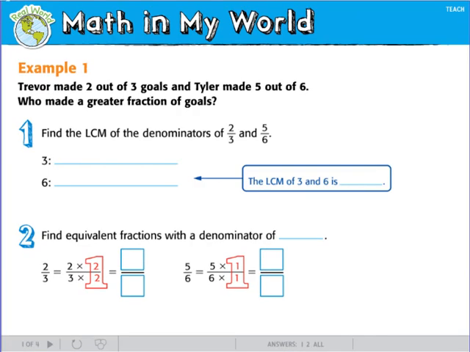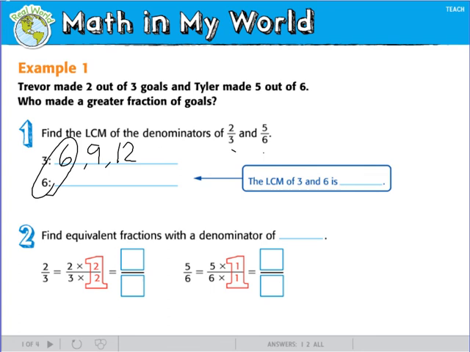Here's our examples. Make sure you follow along, fill out your book. So first thing I want to do is find the least common denominator of 2/3 and 5/6. So I have 3 and 6. 3 times 1 is 3. 3 times 2 is 6. 3 times 3. 3 times 4. Alright, I don't know why I kept writing numbers, but I just felt like it. I'm done. There's my least common denominator. It's 6.